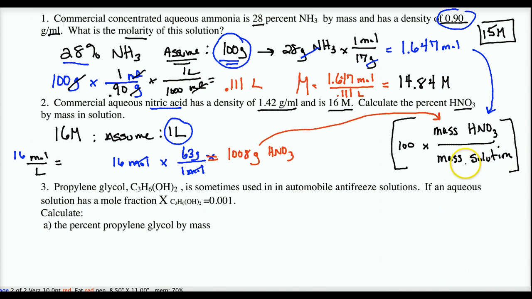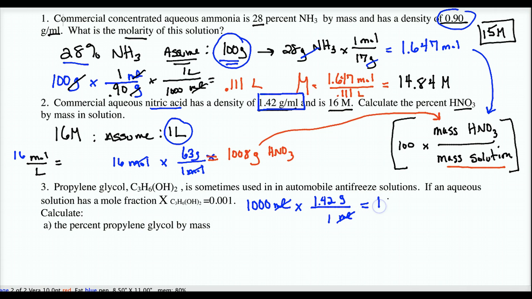Now, what's the mass of the solution? How do I do that? Well, all right, so I have the mass of the HNO3. I need the mass of the entire solution. So what I'm going to do is take the density, and I know that I assumed I had 1 liter, so a liter is 1,000 milliliters. And using the density, I'm going to get the total mass. And I know that it's 1.42 grams for every 1 milliliter. And this will give me the entire mass of my solution. Let's go find that number.